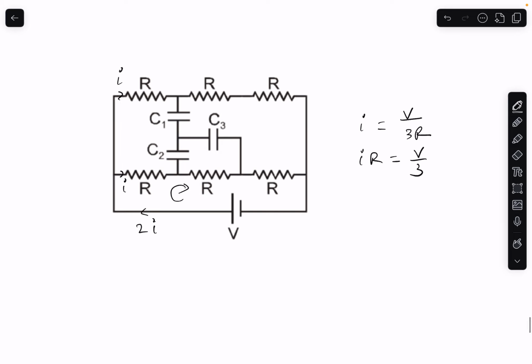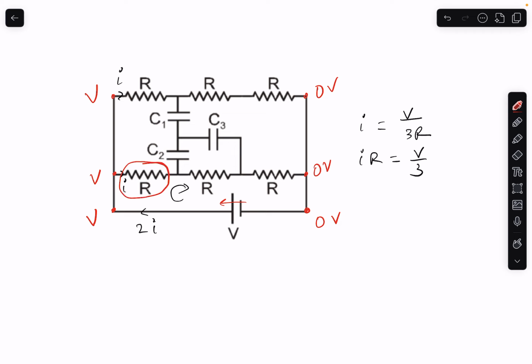So if I take the potential near the negative terminal of the battery as 0 volts, and if I move across the battery like this, we will get a gain of V volts. So this point will be at V volts. Also this will be at V volts, and this will be at V volts. All these two will be at 0 volts also.